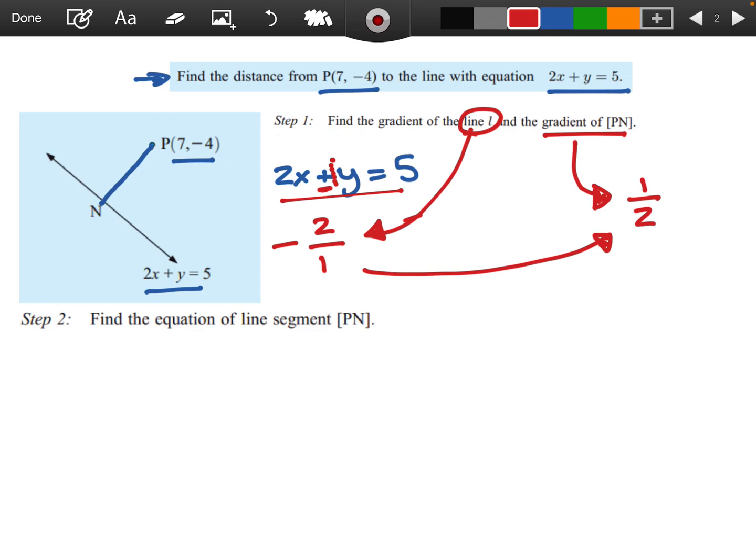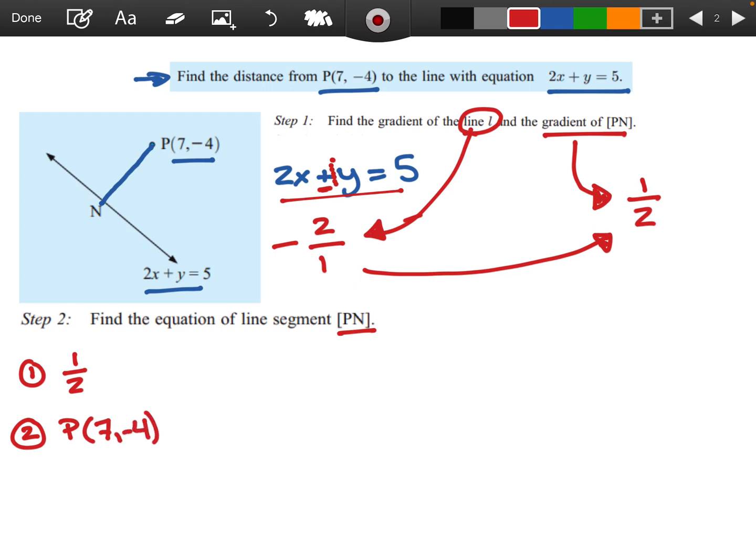Okay, step 2, find the equation of line segment Pn. In order to figure out the equation of a line, I need to know two things. I need to know the slope, which I just figured out in step 1 to be 1/2, and I need to know a point, which I know point P is (7, -4).